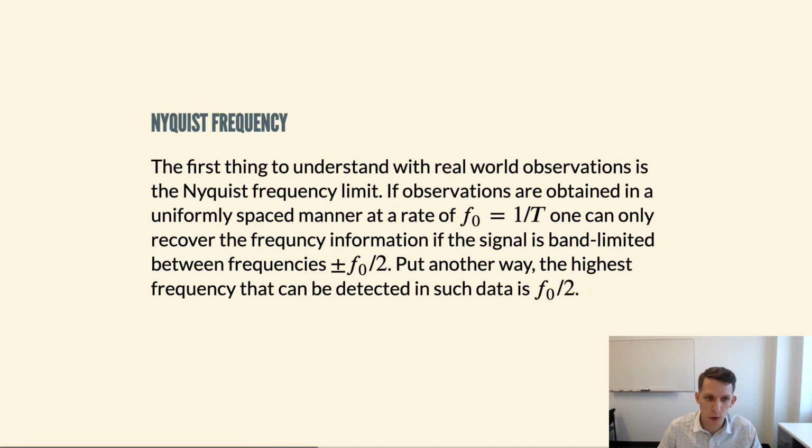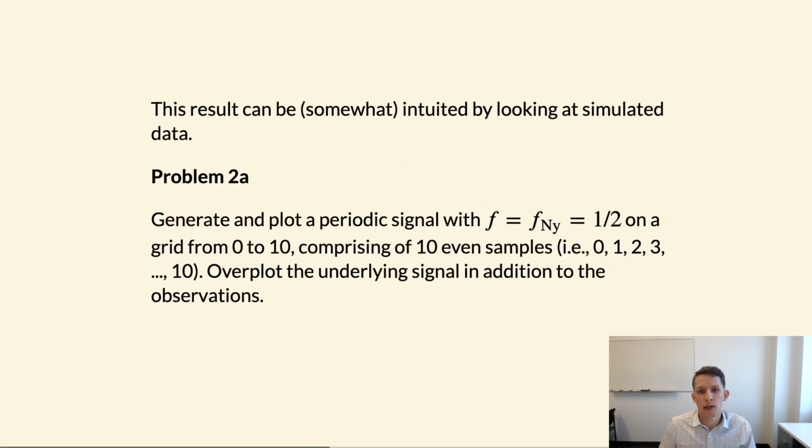The other thing that I want to point out real quick as an aside is that the very first thing to understand when we talk about real-world observations as opposed to continuous signals is the Nyquist frequency limit. Basically the Nyquist limit is the following. If you have observations that are obtained in a uniformly spaced manner at a rate of f0, so that's the frequency, 1 over T, where T is the gap between every observation, one can only recover the frequency information if the signal is band limited between frequencies of plus or minus f0 over 2. To put this another way, the highest frequency that can be detected in any such data is f0 over 2.